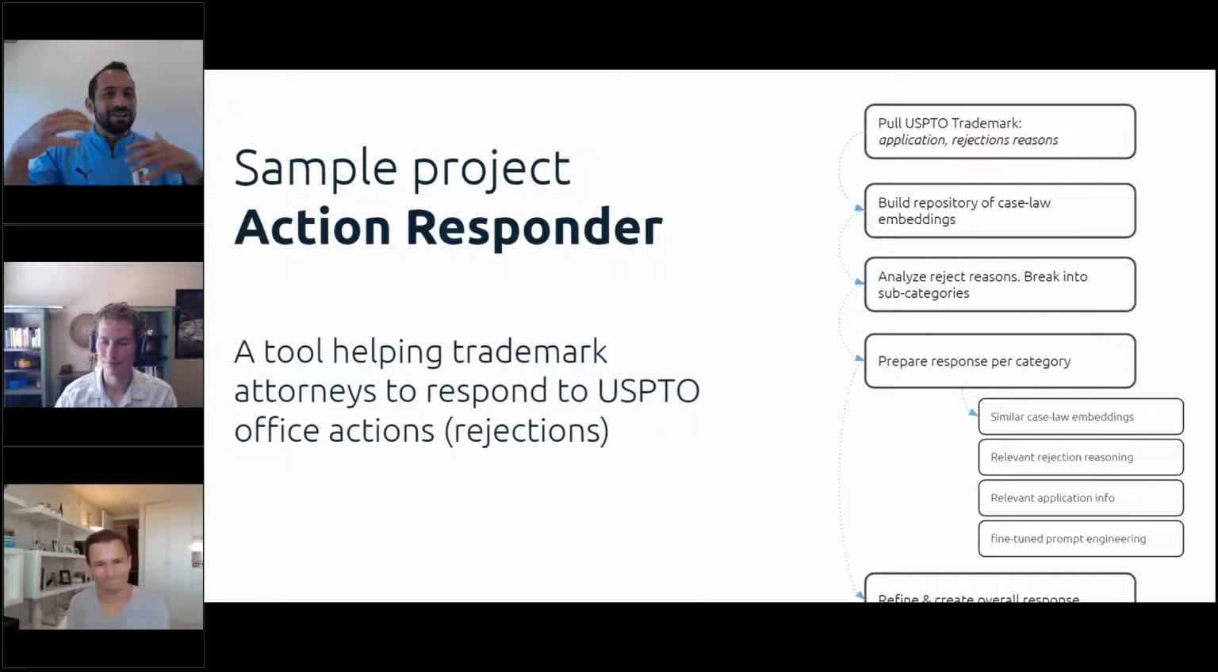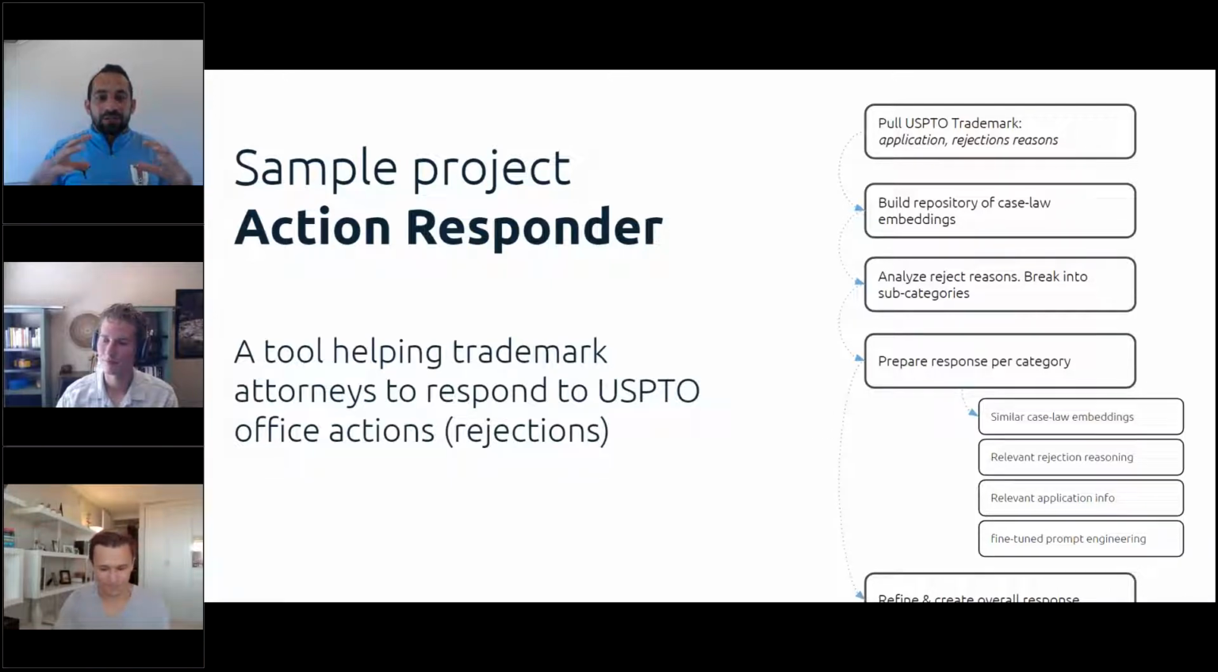So in our case, patent information is all public. So we scraped the USPTO office for a lot of relevant information. We built actually a repository of case law, a repository of similar trademark cases that we could cite, and that's very important for citing those cases for your application to be approved.